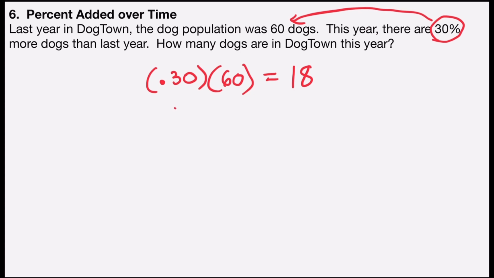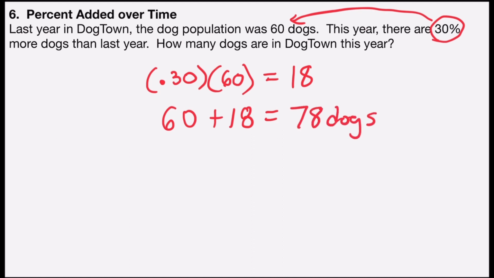So all I have to do is add that to the original 60 dogs plus 18 more dogs this year, and 60 plus 18 will give me 78 dogs in Dogtown this year.